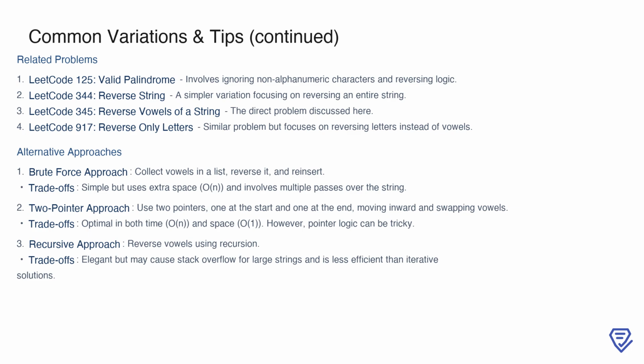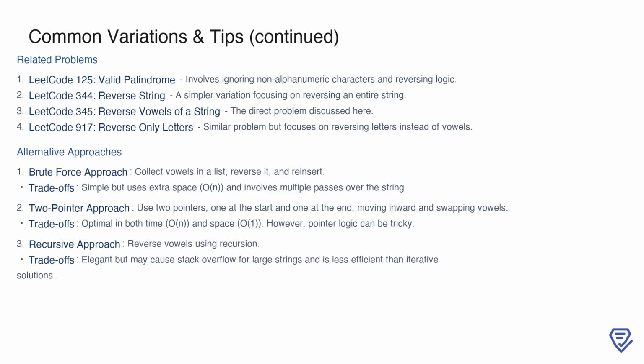Now, in terms of alternative approaches, the brute force method involves first collecting all the vowels in a list, reversing that list, and then reinserting the vowels into their original positions. While simple, this approach requires extra space and multiple passes over the string. The two-pointer approach, by contrast, is both time and space efficient, O(n) and O(1), respectively. It uses two pointers starting from each end of the string, swapping vowels as they move inward. However, implementing the pointer logic correctly can be tricky.